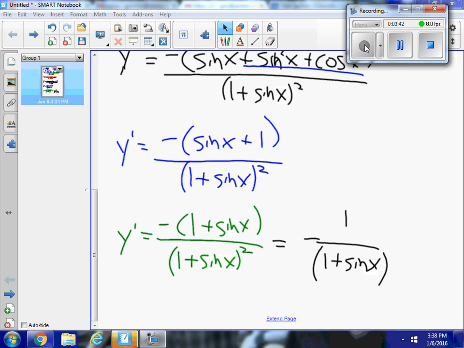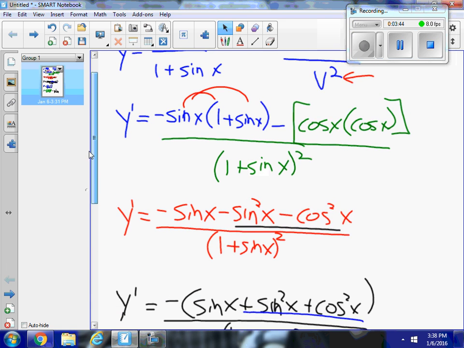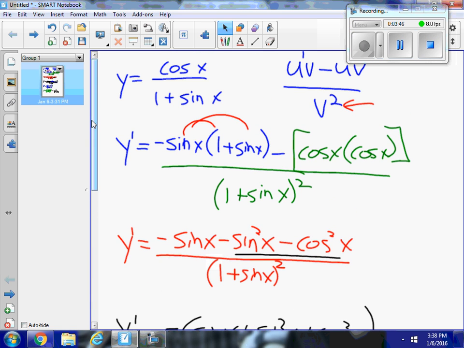So just a matter of using the quotient rule and knowing our derivatives of our basic trigonometric functions.